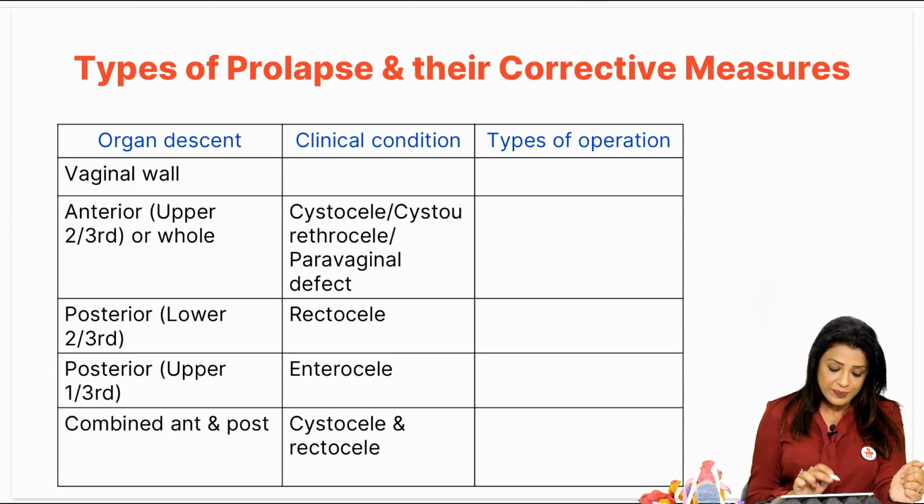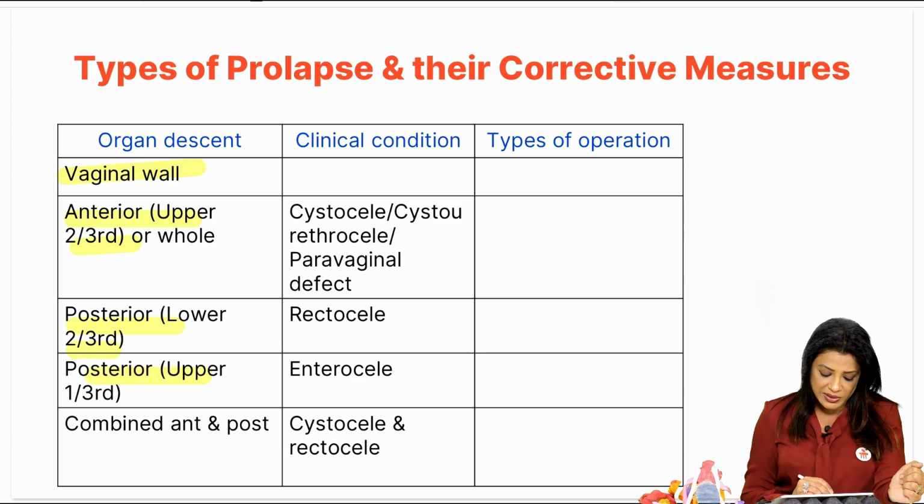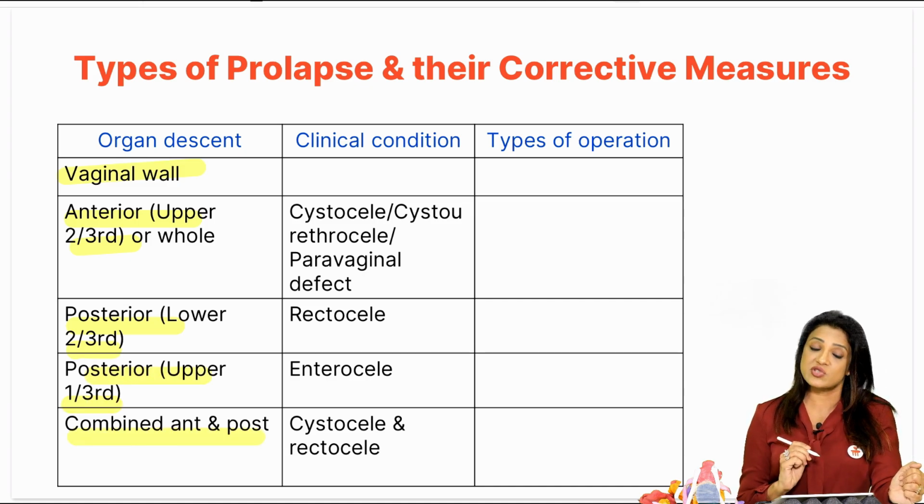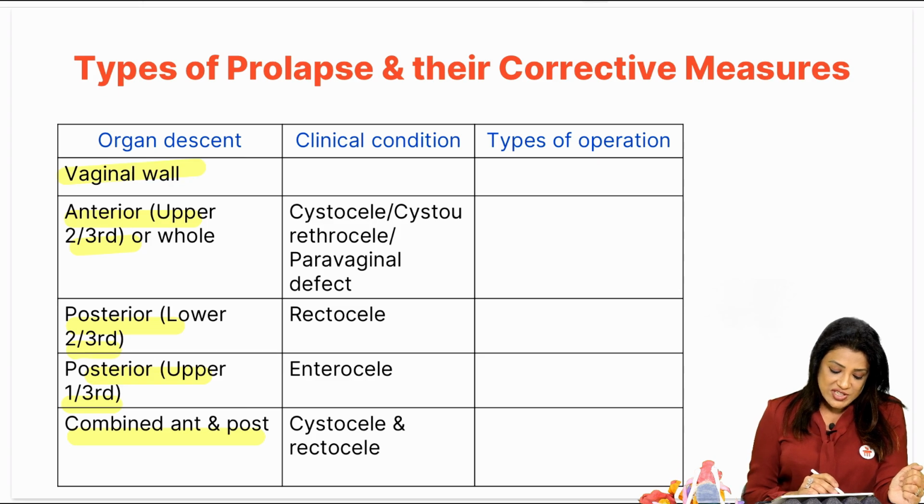So in the vaginal wall, as we discussed in the previous lecture, the prolapse can be anterior upper 2/3 or it can be whole. It can be posterior lower 2/3 or posterior upper 1/3, or it can be a combined anterior and posterior, right? So the vaginal wall, when it is anterior upper 2/3, is actually associated with the bladder, we know that. So there will be a cystocele, or it can be the lower 1/3 also.